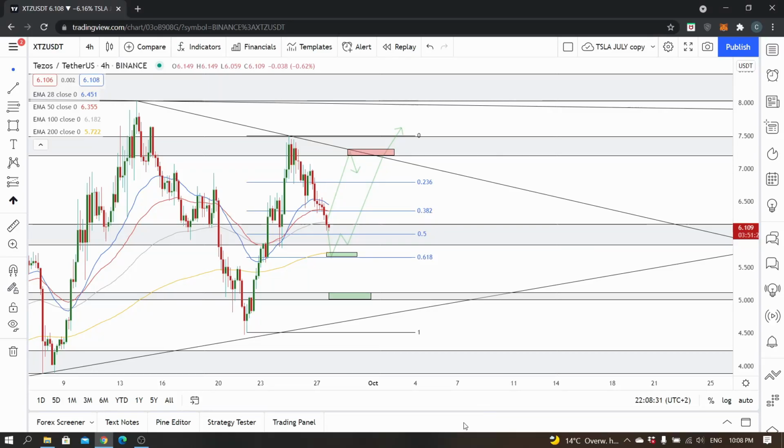The Tezos cryptocurrency price has fallen quite a lot in the last couple of days, so that creates opportunities for some nice buys. So in this video I will do a technical analysis on the price of Tezos against the USDT on Binance, indicating some very nice buy areas and also some price predictions for the near future.